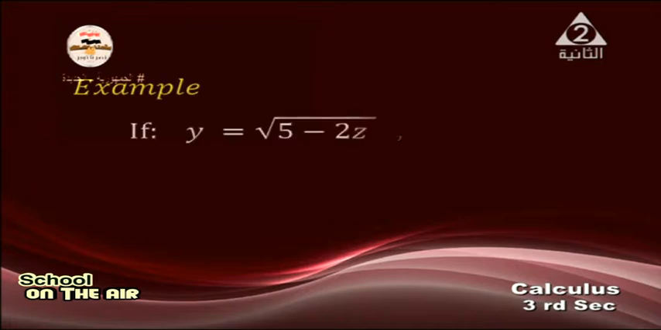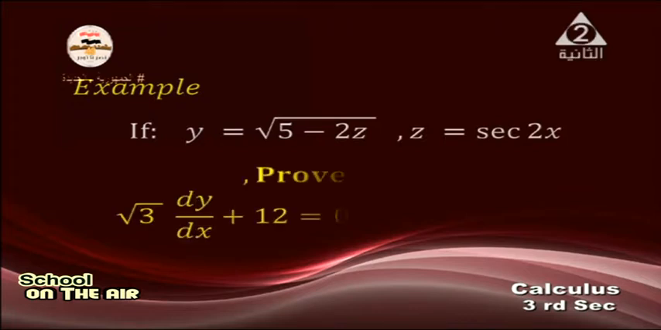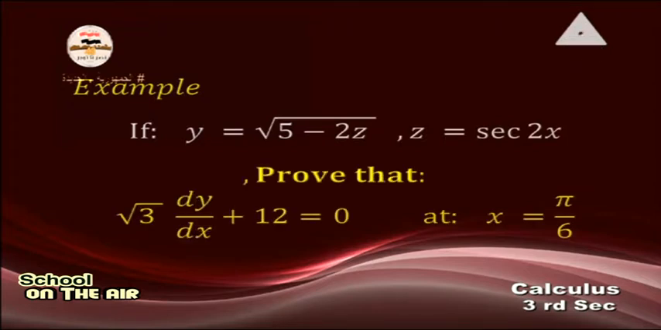Another example: if y equals square root of 5 minus 2z and z equals sec 2x, then prove that root 3 multiply the first derivative dy/dx plus 12 equals 0 at x equals pi over 6.